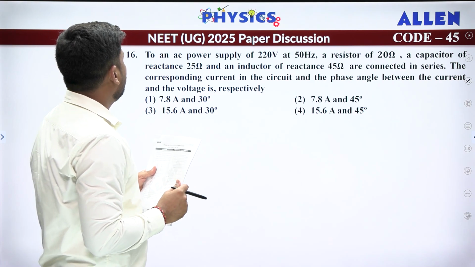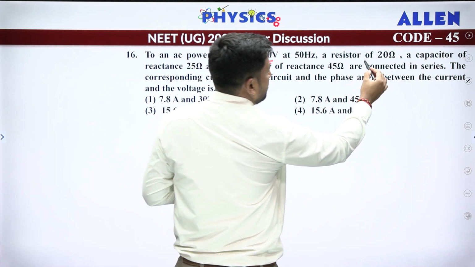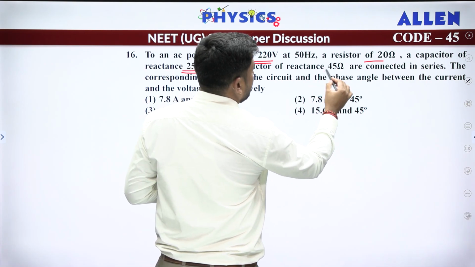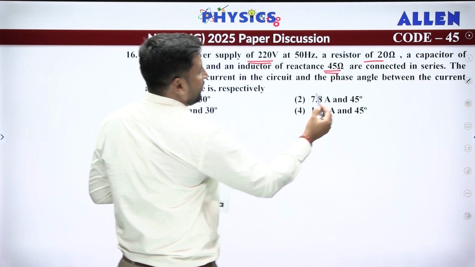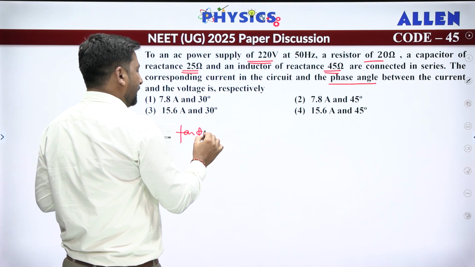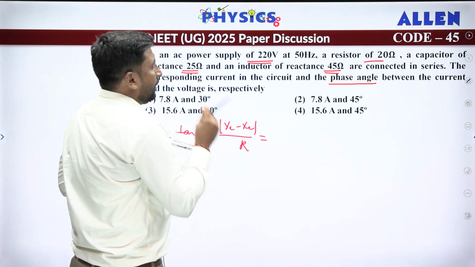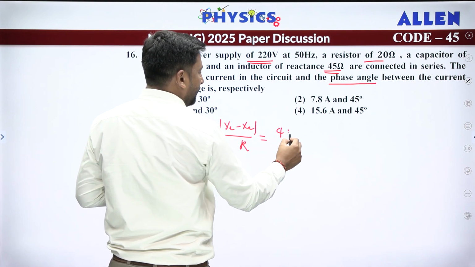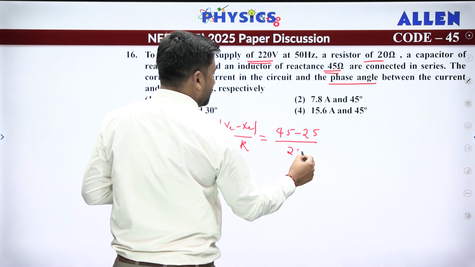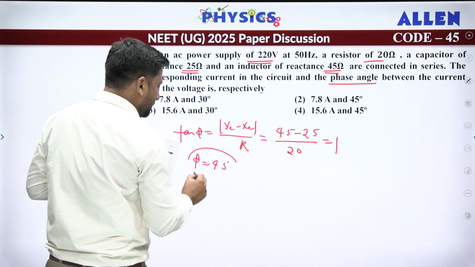Now the next question we have, the power is given, and the resistance in the circuit is given, capacitive reactance is given, and inductive reactance is also given to us. We have to find the phase angle and the current. So phase angle we can write as tan phi equals mod of XL minus XC divided by R. XL is 45, so 45 minus 25 divided by 20, so you'll get 1. So this will produce phi is 45. So phase angle is 45.